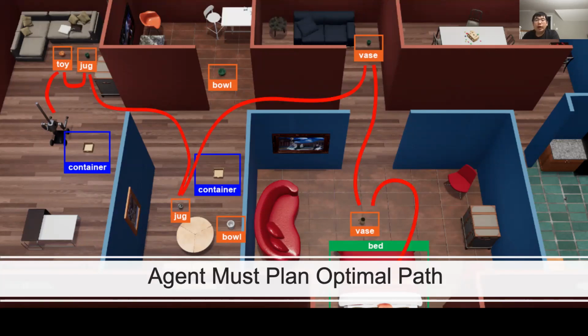And we created a ThreeDWorld house dataset to support this challenge. As shown in this figure, each home environment contains around 6 to 8 rooms, and the example includes a bedroom, living room, and kitchen. And these rooms are then fully populated with furniture and objects that all respond to the physics.